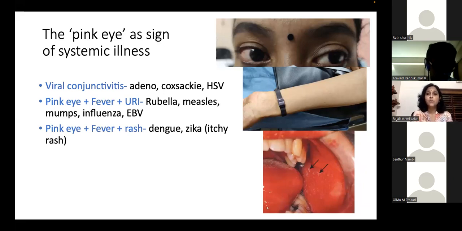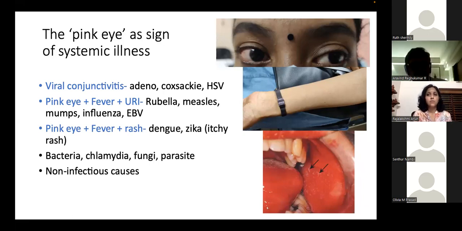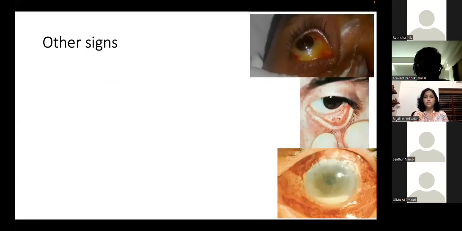In Zika especially, you will find an itchy rash, as you can see in the picture. Bacterial causes are many, which can cause pink eye. Commonly, it is chlamydia. There are several non-infectious causes as well for pink eye. If you find Koplik spots, these are small white spots surrounded by erythema, classical in measles, along with red eye and URI symptoms. The presence of Koplik spots is very, very classical of measles.